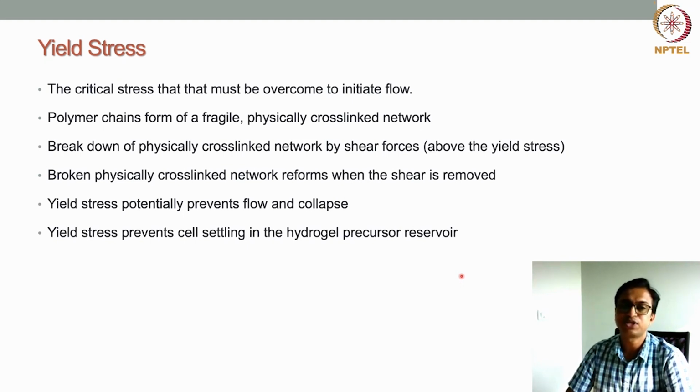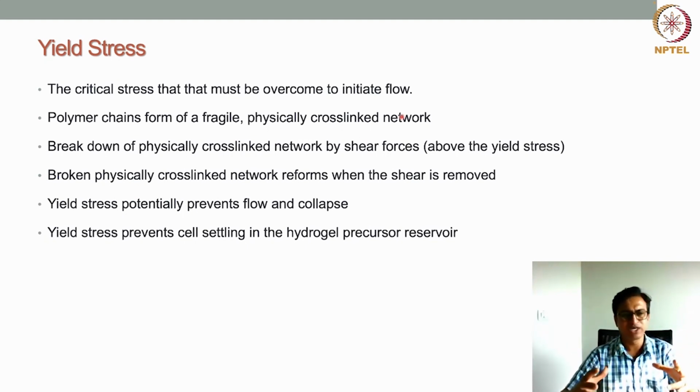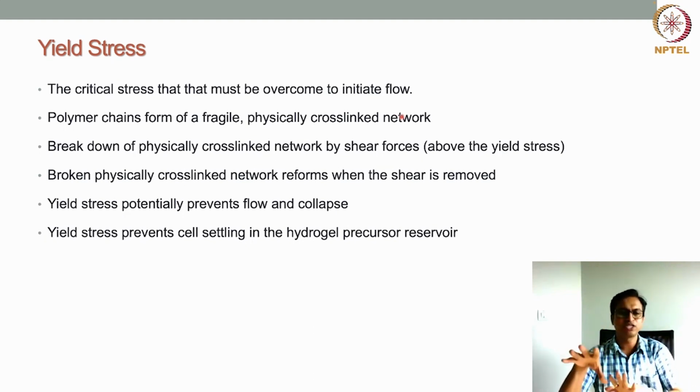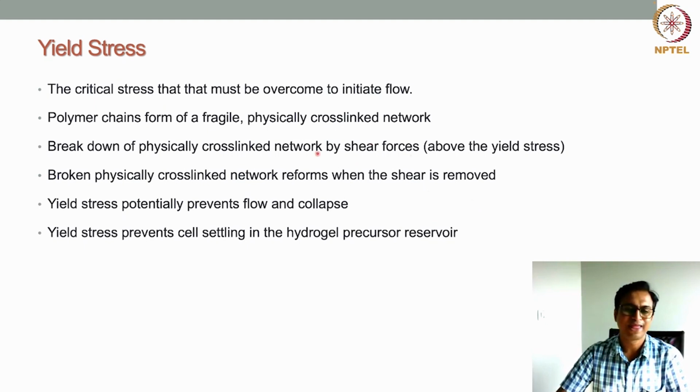And yield stress basically forms because of the polymer chains. They form a fragile physically cross-linked network. Most polymers form this physically cross-linked network, but it is a fragile one, so it can be broken down by applying shear force. That is the yield stress. At the yield stress, we break down that physical cross-linked network and the material starts flowing. Again, if the force is removed, the broken physical network reforms. That's why it can be used.